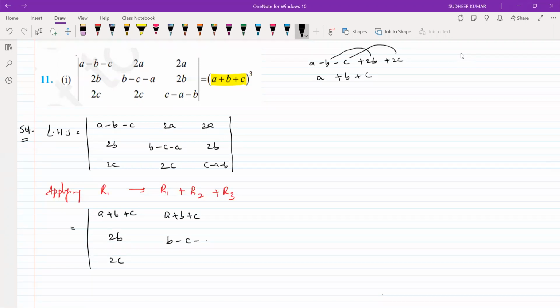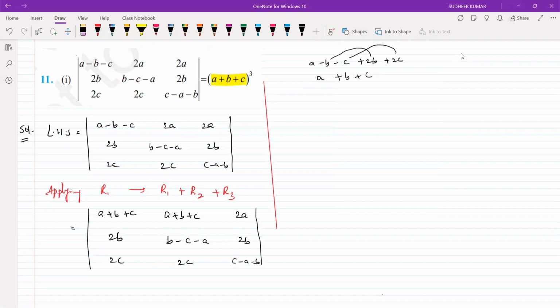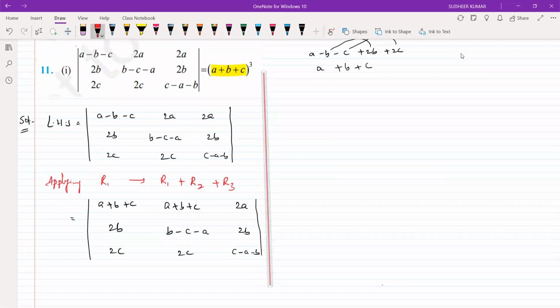This is B minus C minus A, and it is 2C. Then this is 2A, this is 2B, and C minus A minus B. Is it clear, ma'am? Yes, sir. Then what do we have to do next? Sir, R3 also A plus B plus C, no? You wrote 2A. Yes, ma'am. Thank you. So R3 also, this element is A plus B plus C.